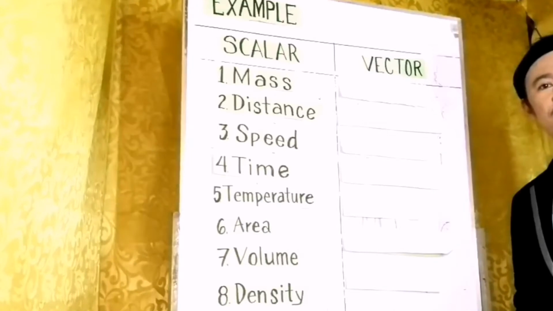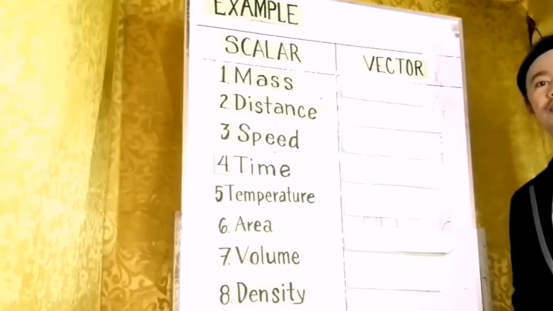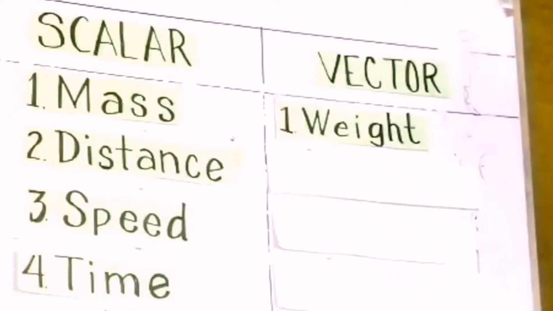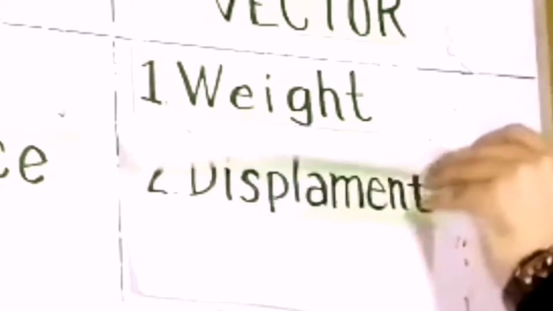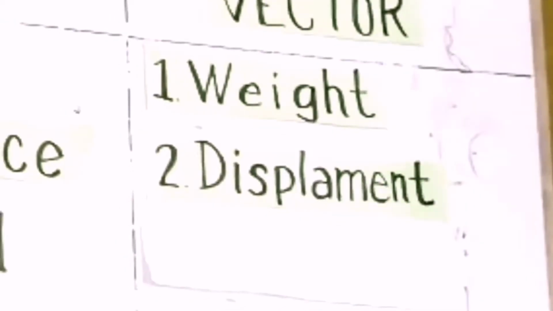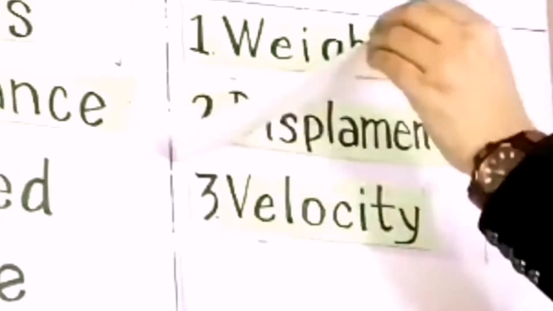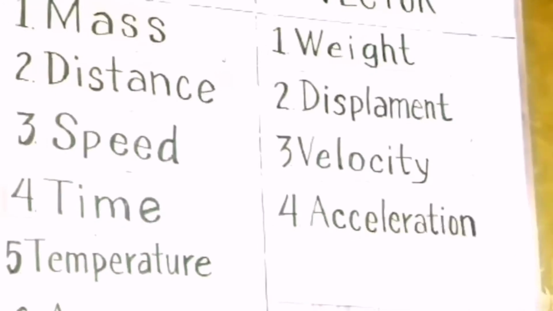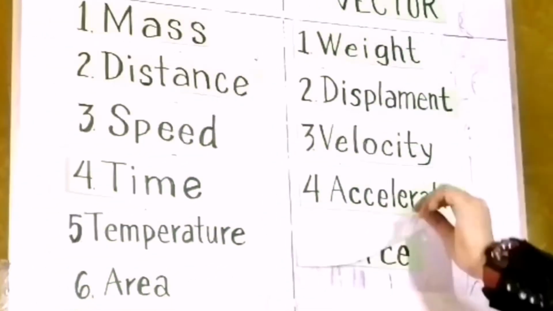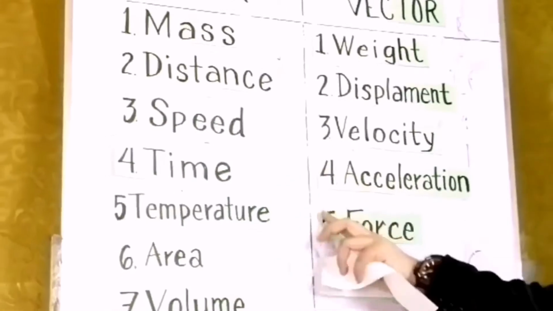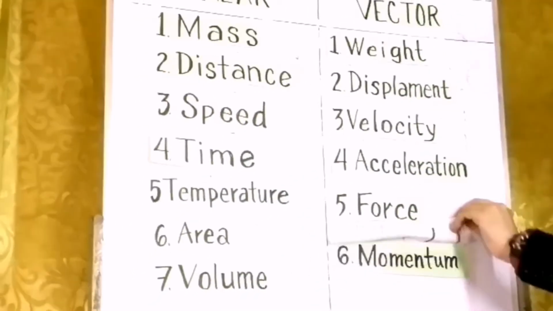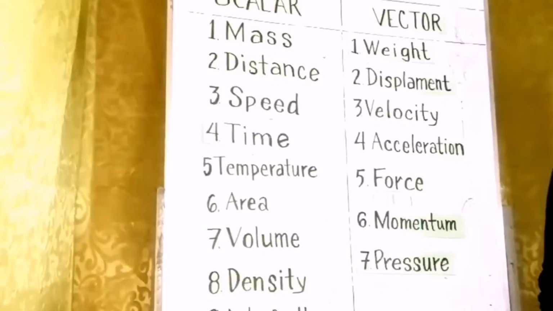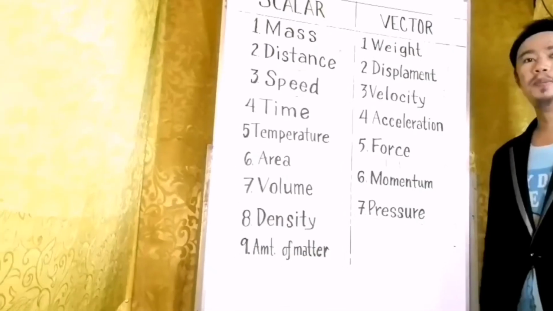Now, let's have an example for vector quantity. We have the weight. Then we have displacement. Then velocity. Then we have acceleration. Then we have the force. Then we have momentum. And lastly, we have the pressure. So those are the vector quantities.